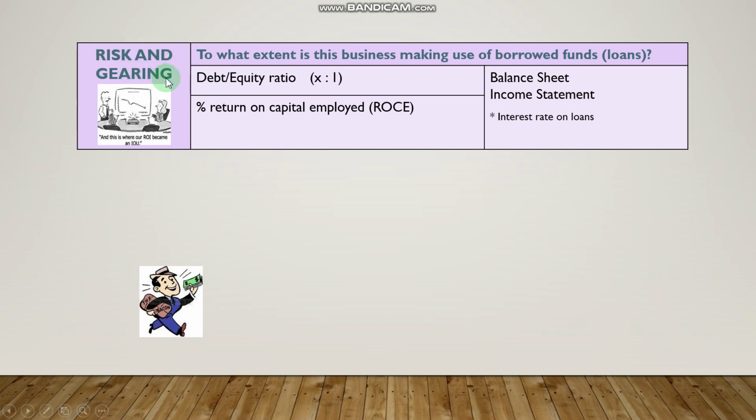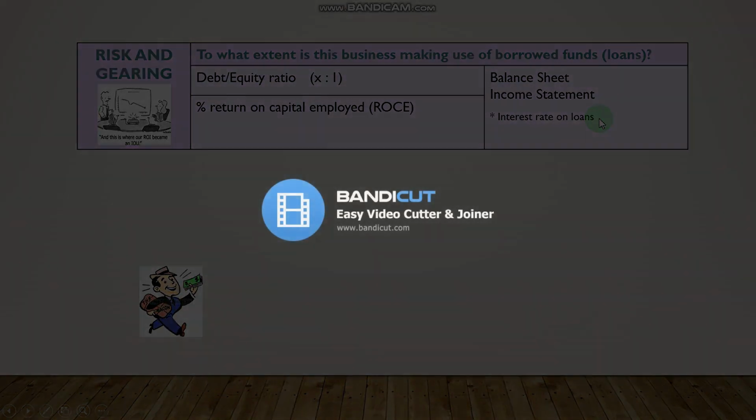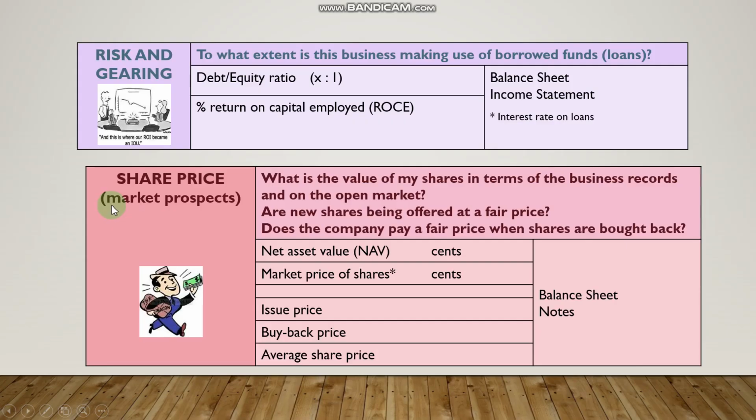So this category on risk and gearing, there's only three things that you need to focus on here: the debt equity ratio, the percentage return on capital employed, and the interest rate on loan. This figure here you do not calculate. It's a figure that is not given in the exam paper. The next category is in textbooks referred to as market prospects.